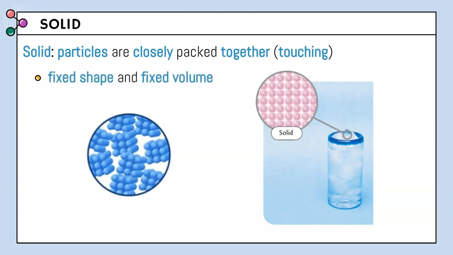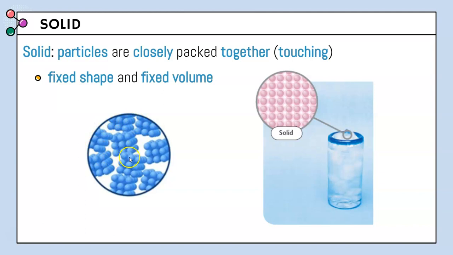And with a solid, they have a fixed shape and a fixed volume, meaning we cannot change the shape of a solid and we cannot change the volume of the solid. If we change the shape or the volume, we're changing the solid altogether into something new. Here is what the particle view of solids look like.